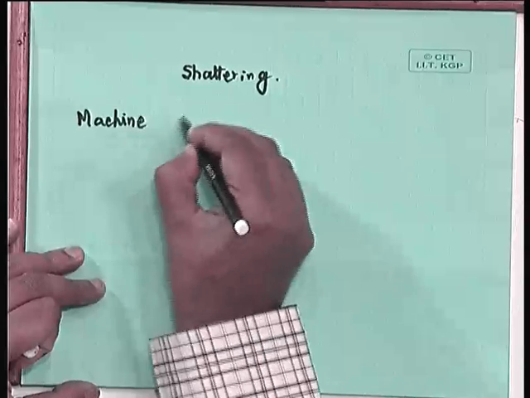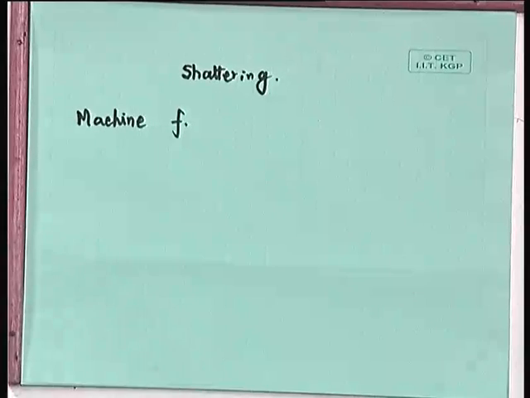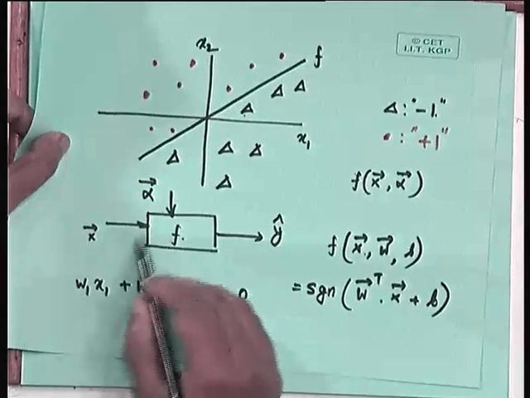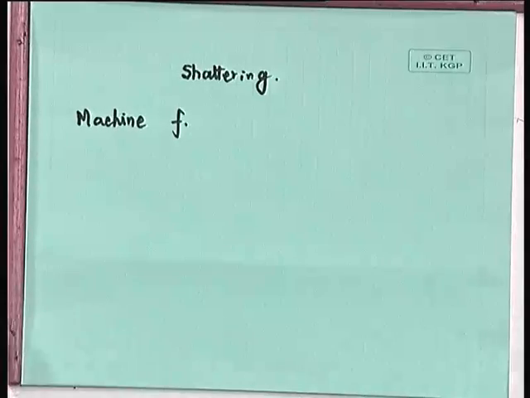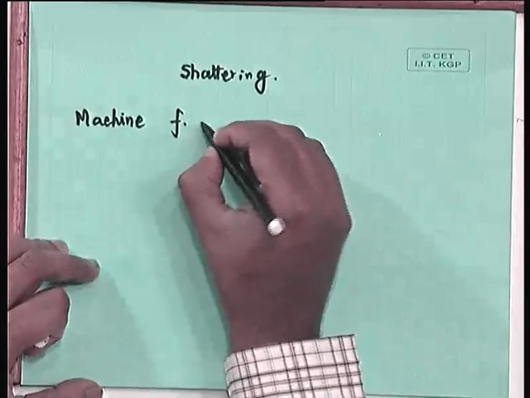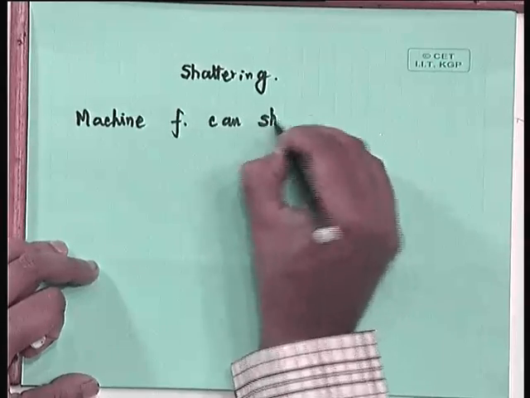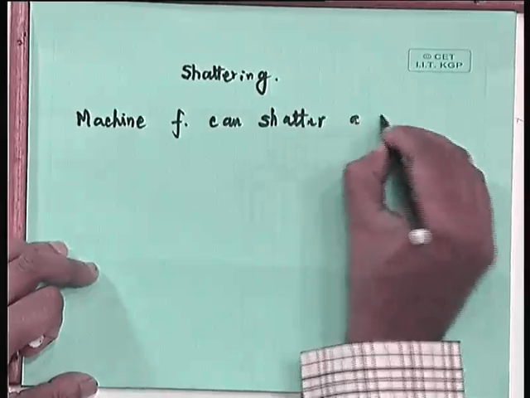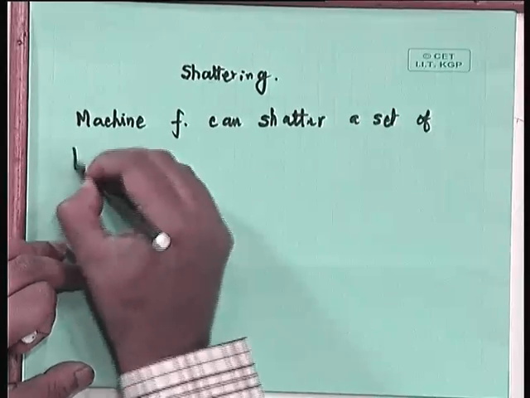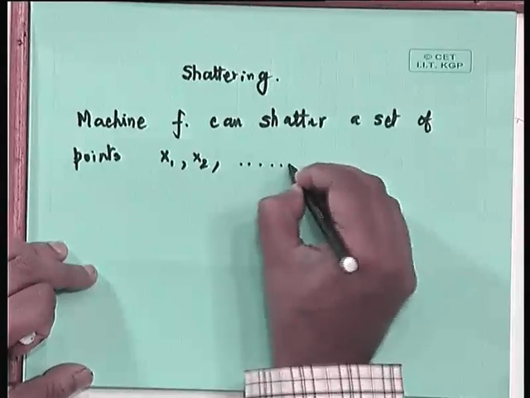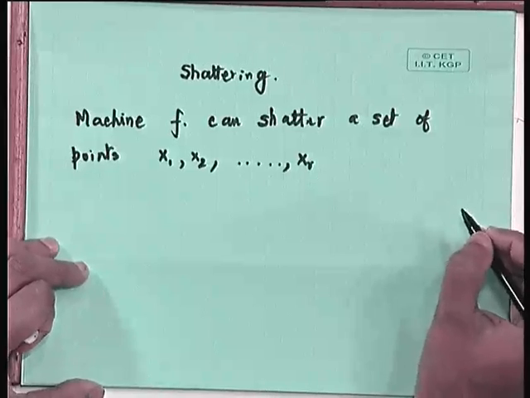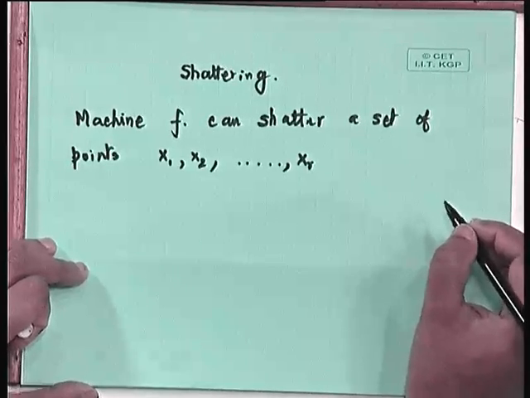Okay. Now, we can say that a machine F, what is machine F? Machine F is nothing but the block diagram that we have shown here, this F, the function that we are taking; that itself we are taking as a learning machine F. We can say that a learning machine F can shatter a set of points x1, x2, etc., up to xr. So, we are taking r number of different training points.